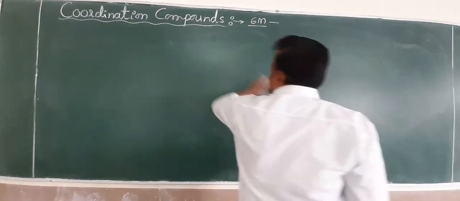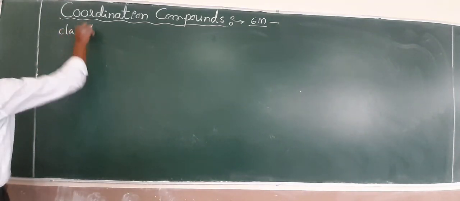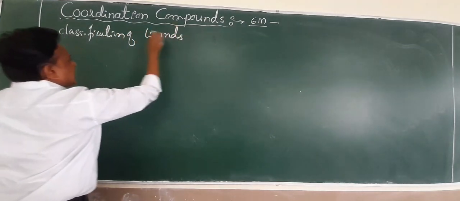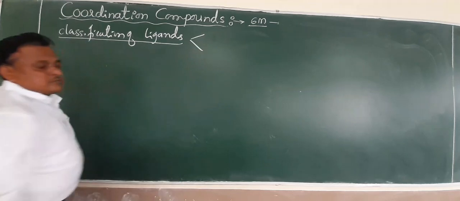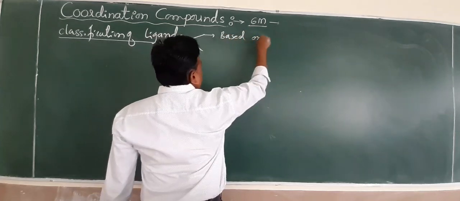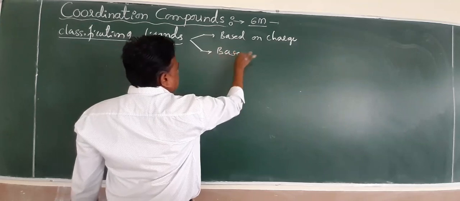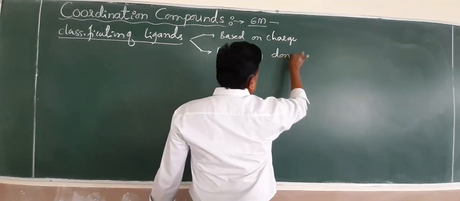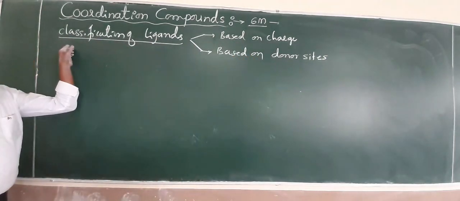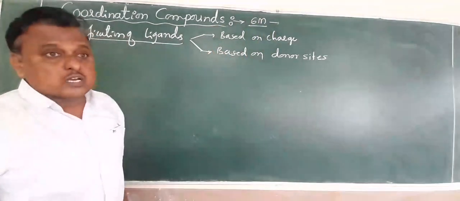Now, after this definition, friends, we come back to the classification of ligands. There are two types of classification. Number one, based on charge. Second one, very important, based on donor sites. Ligands are classified based on two characters: one is based on charge and another one is based on donor site, a pair of electrons.